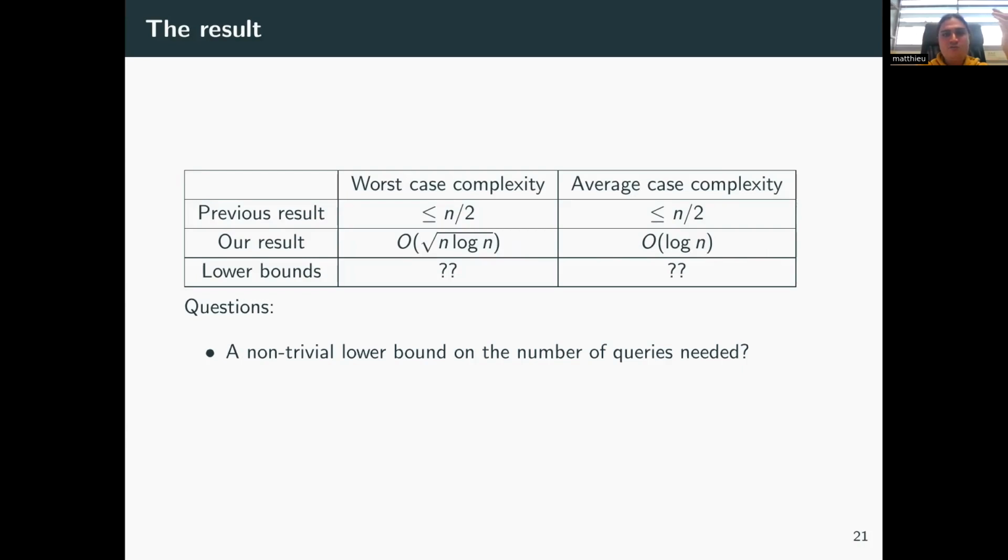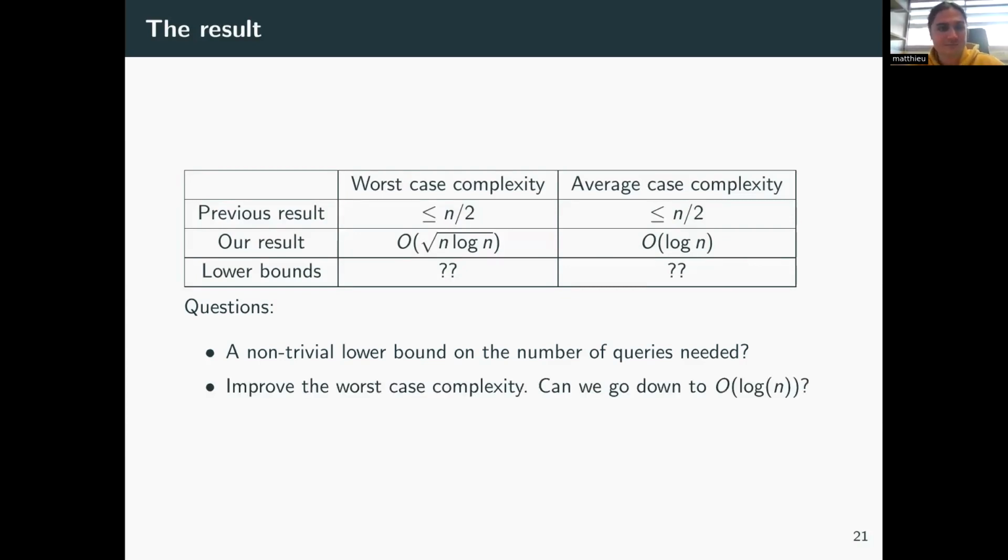Actually, I don't even know how to prove that you need at least 20 queries if n is large enough. It's probably doable, and I don't think the number of queries that you need should be constant. I think it should be an increasing function of n. But I don't know how to prove anything. I don't know how to prove log n or something like that.